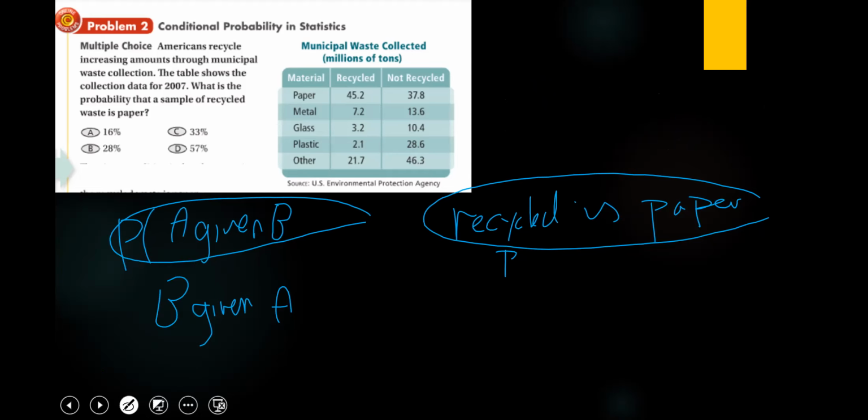Here, they ask me, what is the probability that the sample of recycled is paper? So what is the condition here? Is it paper or is it recycled? It's recycled. The condition here is recycled, so I will write it as the probability of paper given that the paper is recycled.